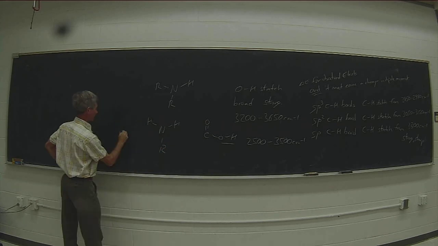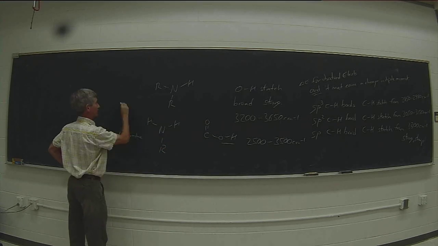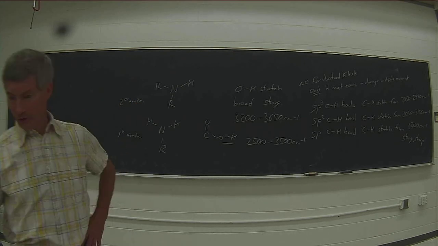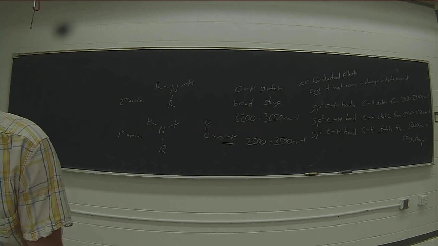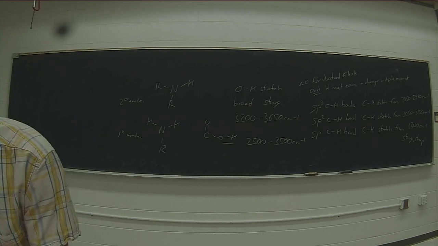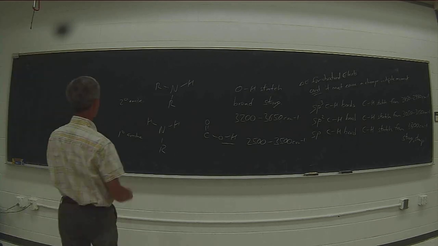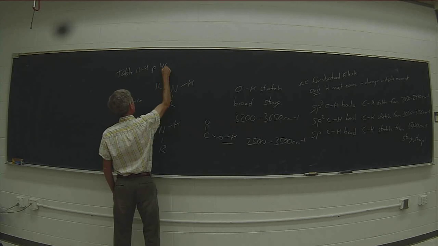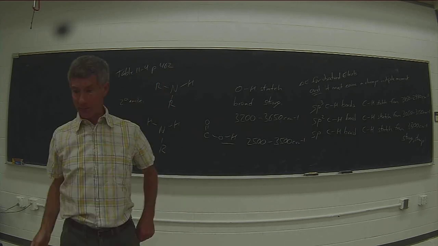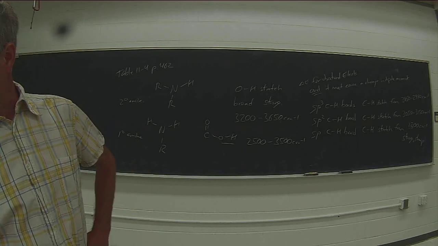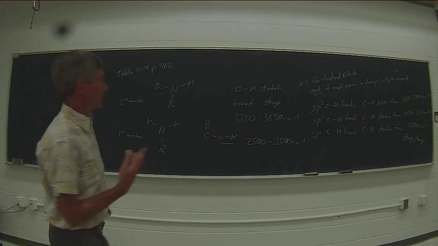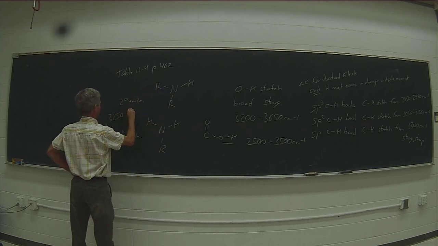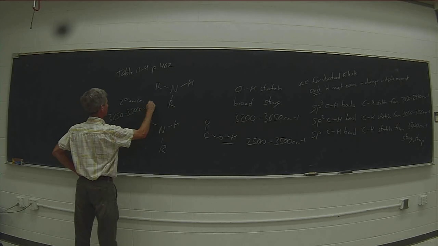for primary amines or secondary amines show up in the region around 3400. There's a table that tells you the approximate locations, Table 11.4 on page 462. It will tell you a lot of the same information that I'm giving here. So for the amines, typically between about 3250 and maybe 3500 reciprocal centimeters.